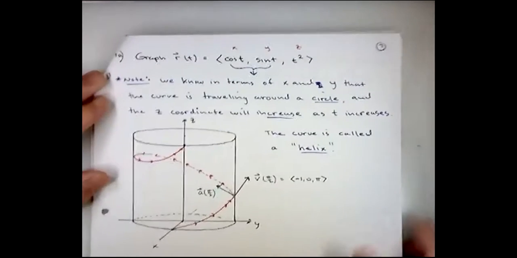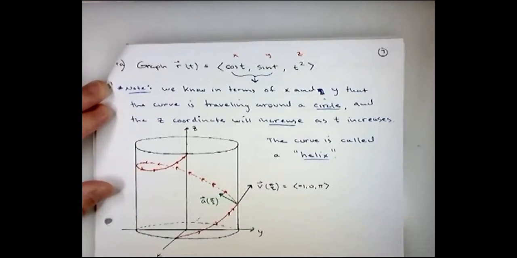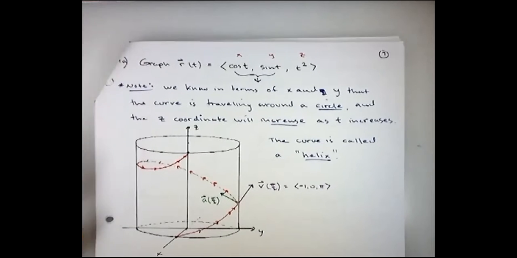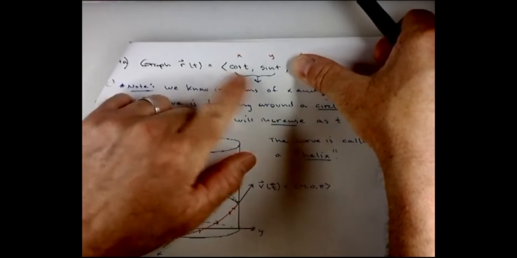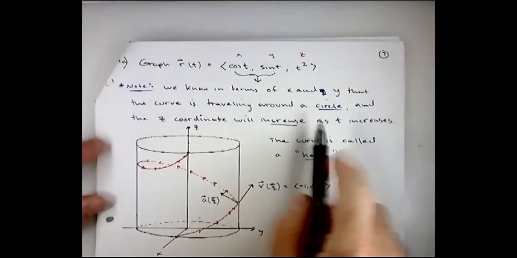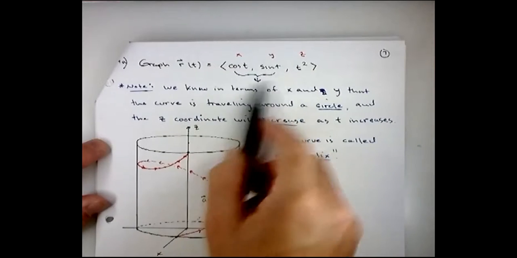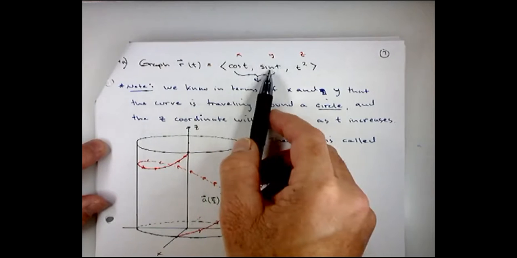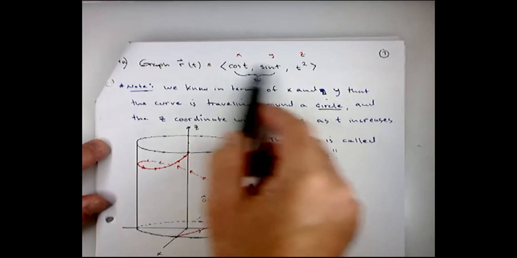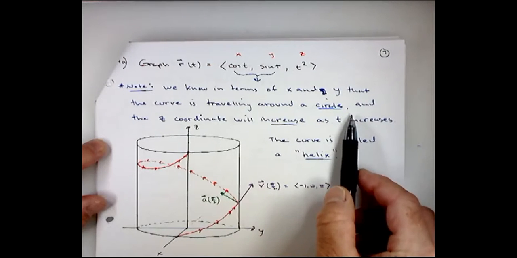All right. Another very commonly talked about vector valued function. Now that we know if you see a two-dimensional vector valued function that has cosine and sine, that describes traveling around a circle, right? Cosine squared t plus sine squared t equals 1. So this would be traveling around a unit circle.